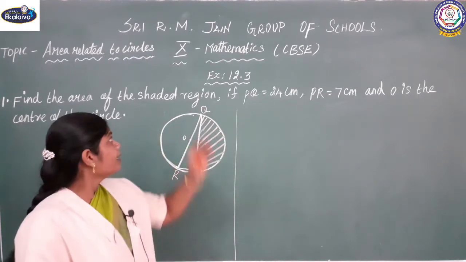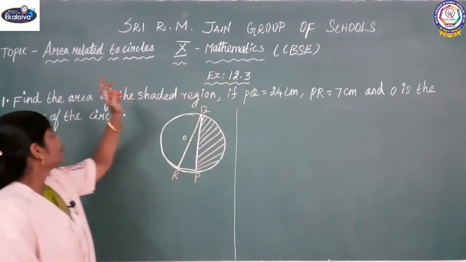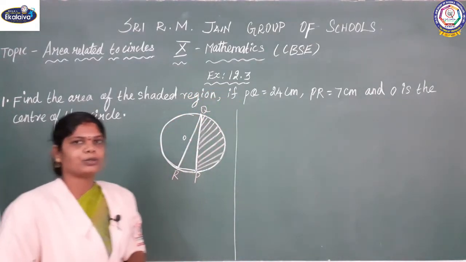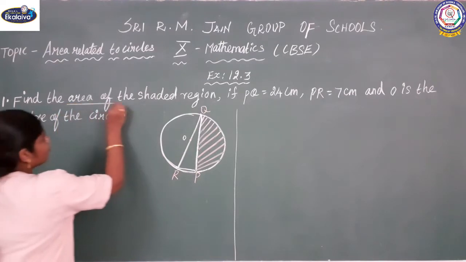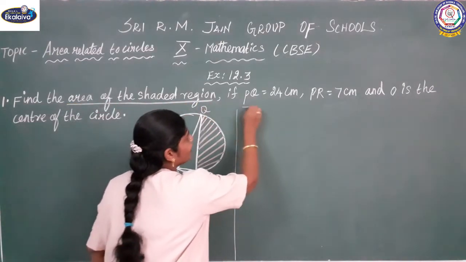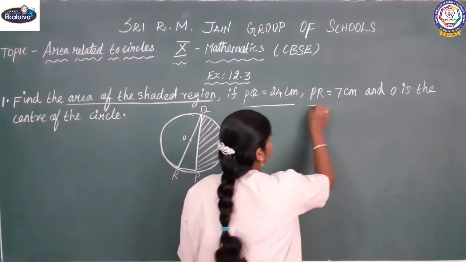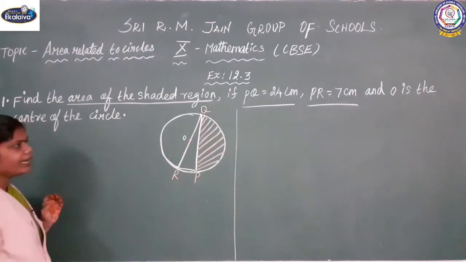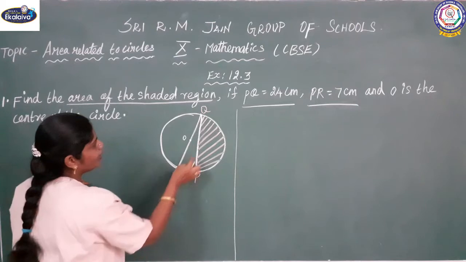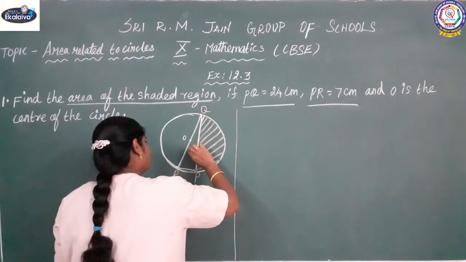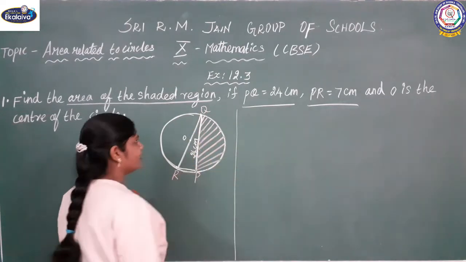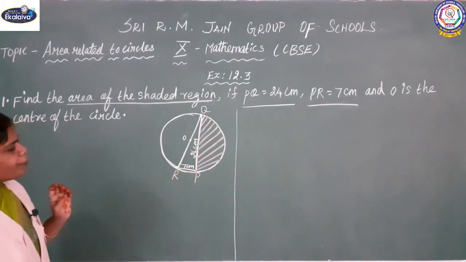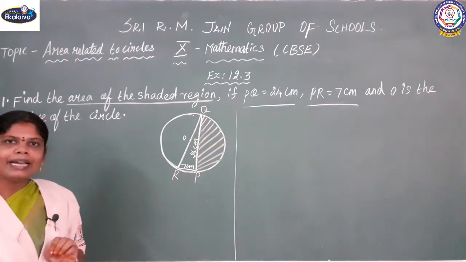Today we are going to see 10th standard CBSE Maths topic, areas related to circles, exercise 12.3, first question. Find the area of the shaded region if PQ equal to 24 centimeter and PR equal to 7 centimeter and O is the center of the circle. Okay, so this is the center of the circle, and PQ equal to 24 centimeter, so this length is 24 centimeter. Then PR is 7 centimeter. Okay, so we are going to find the area of the shaded region.